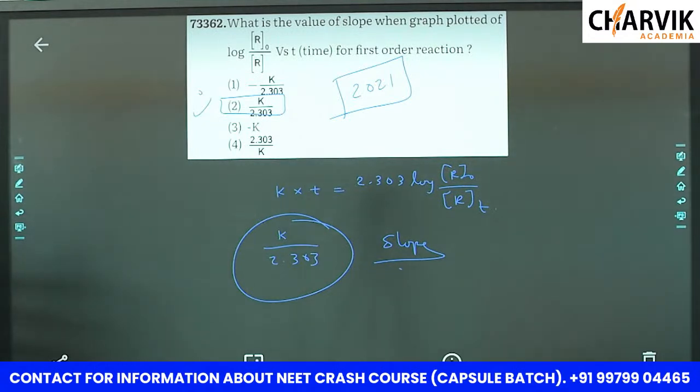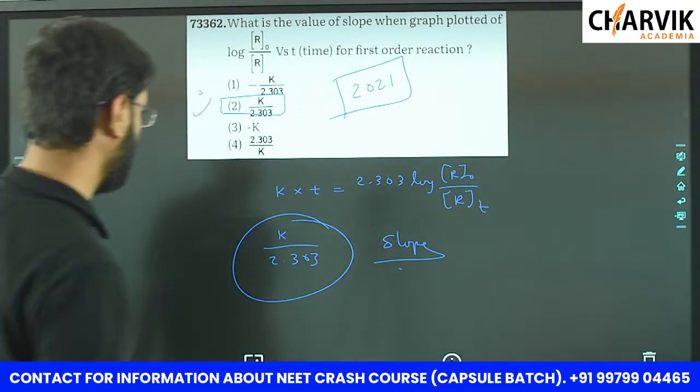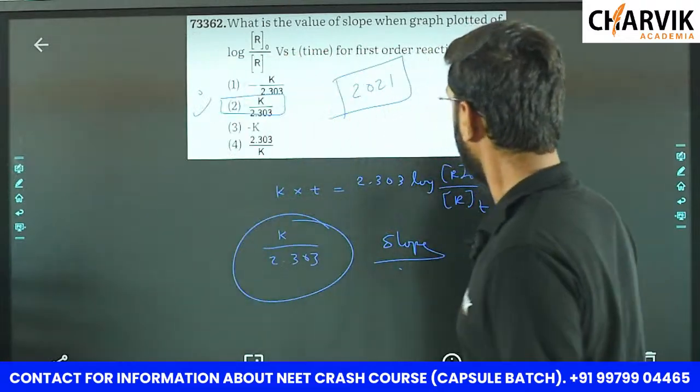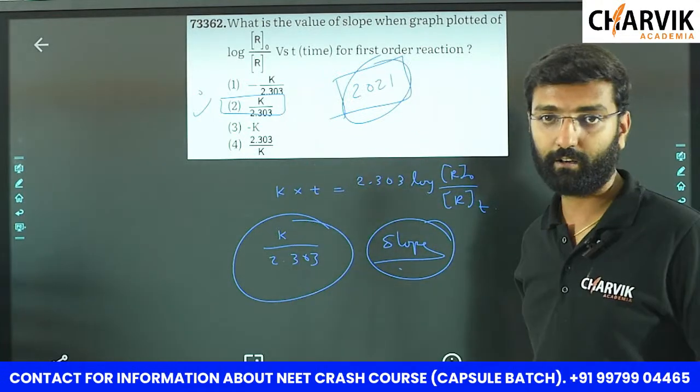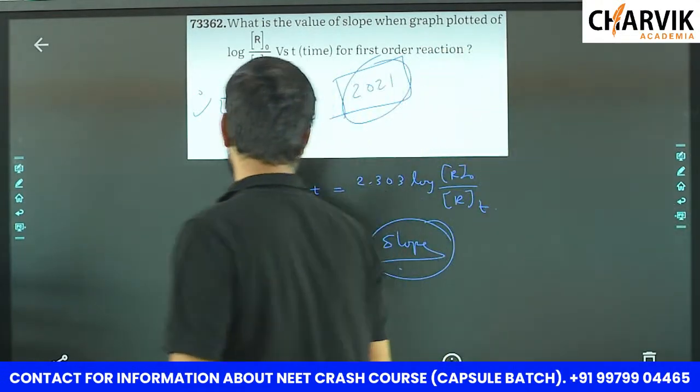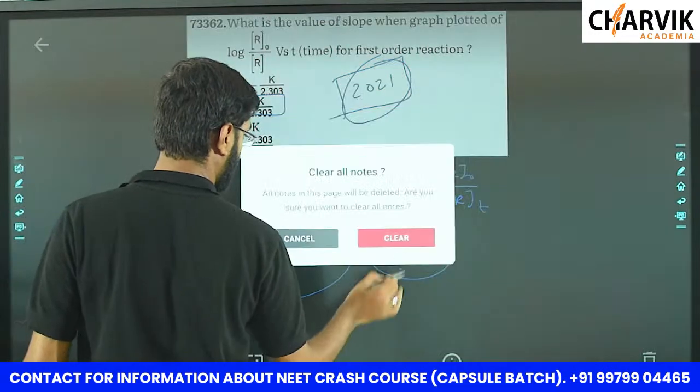Right? Now ready? Okay. Question. 73,356. Okay. We will repeat again. Okay. This is repeated from 2021, right? Okay. So your answer is K by 2.303.